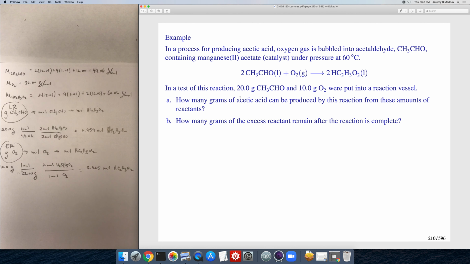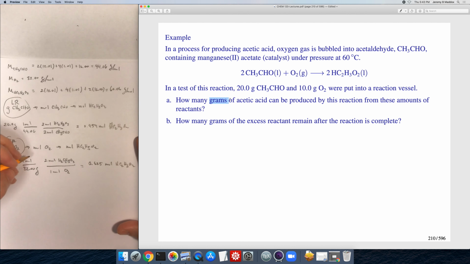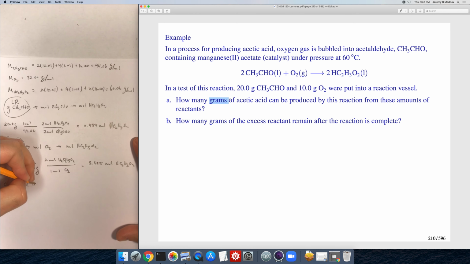However, they want the theoretical yield in grams. So we need to do a calculation. We need to convert 0.454 moles of acetic acid. We need to convert that to grams by multiplying by the molar mass.